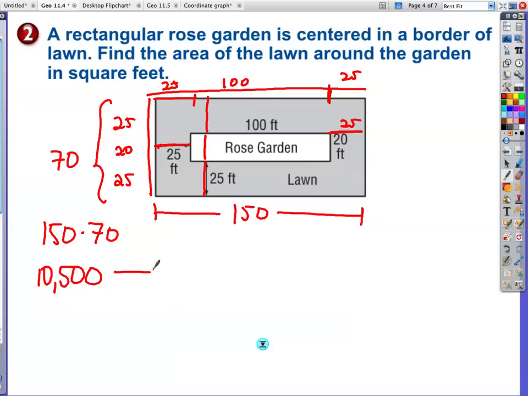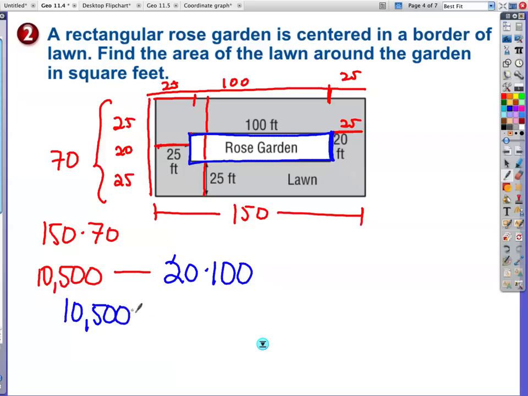Then I'm going to subtract the area of this small rose garden. The rose garden is 20 feet by 100 feet. We take 20 by 100. So 10,500 minus 2,000 is going to give me the leftover area for the lawn, which is 8,500. The label you should have is feet squared.